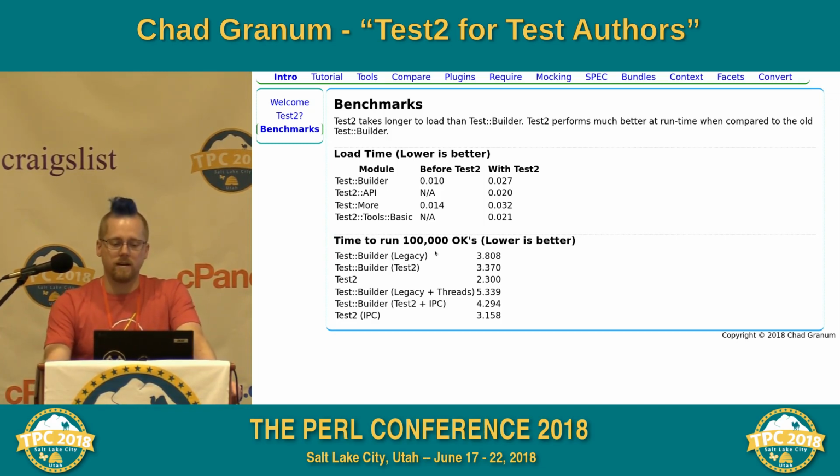But then you come down here and you look at the actual runtime performance, and Test2 absolutely blows Test Builder away. So the legacy Test Builder to run 100,000 OKs, 3.8 seconds. Test Builder on top of Test2, it's a little bit faster, 3.3 seconds. If you do just Test2 without actually loading Test Builder, that drops down to 2.3 seconds.